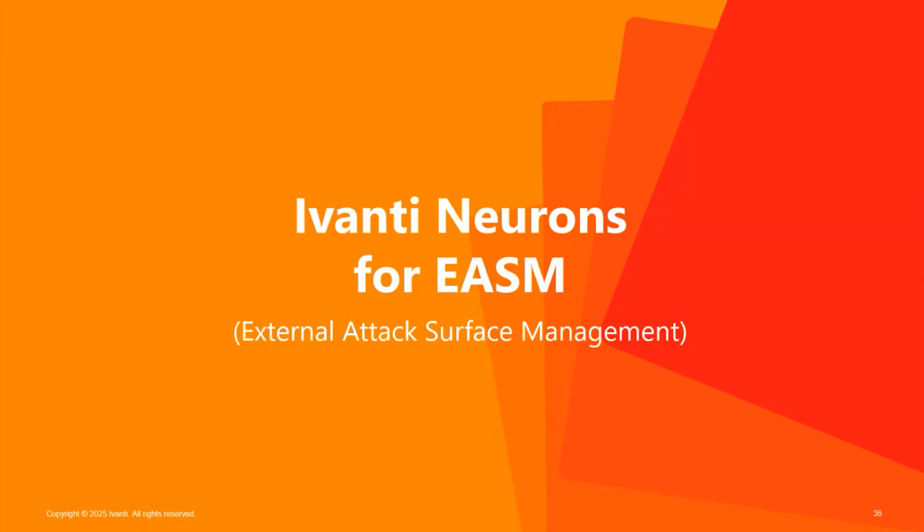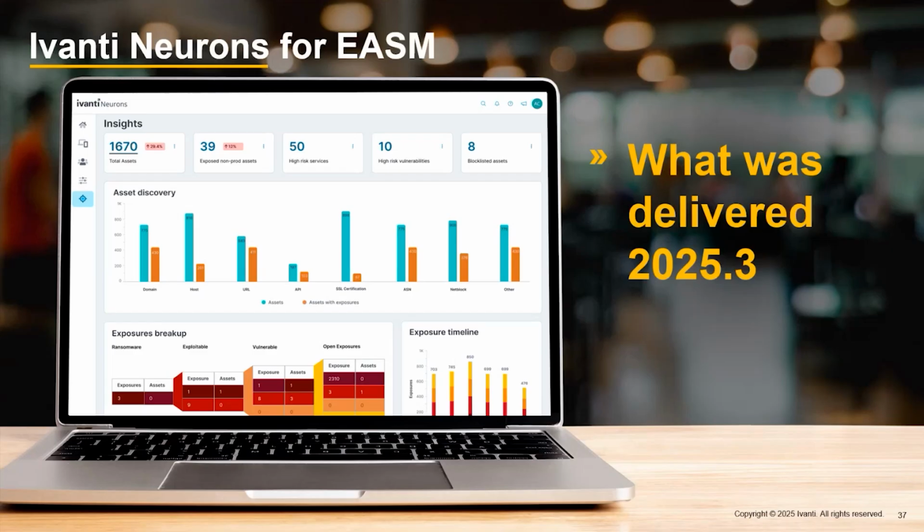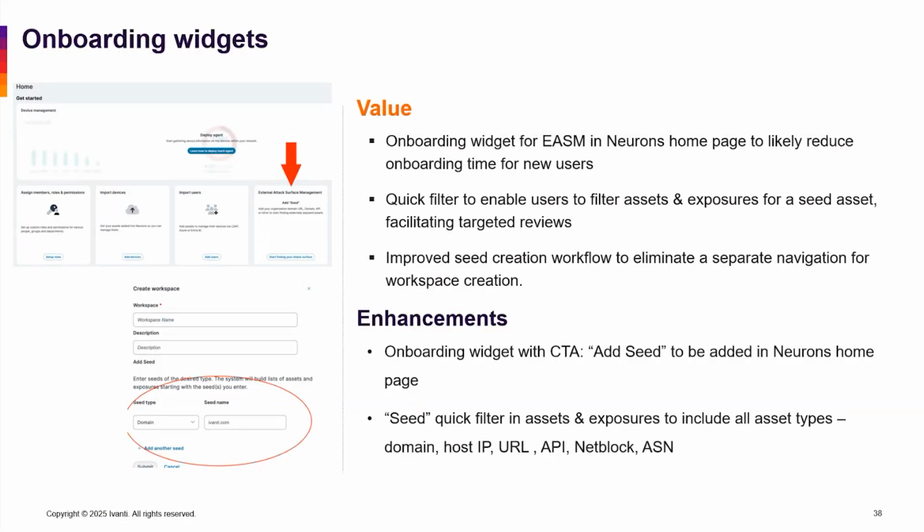Let me try to give you a quick recap of what we delivered last quarter for EASM. We placed onboarding widgets for customers who newly purchased EASM, to nudge them into taking the right action to start the EASM assessment, the external attack surface assessment. We placed these onboarding widgets in the Neurons homepage, with a direct call to action. The entire assessment starts with a seed asset. It could be a domain, a URL, a registration certificate, anything. So we nudge them to add a domain so that the entire discovery process starts.